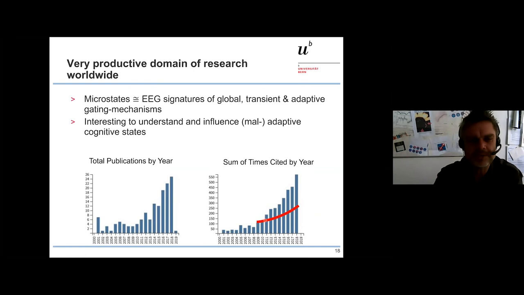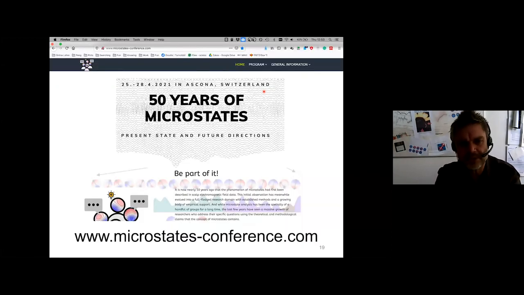And I'm at the moment at the position where I start to lose the overview of all the things that are going on. But I think we have something here, a signature of global transient and adaptive gating mechanisms that are interesting to understand. And we may also influence these adaptive and maladaptive cognitive states as we see them, for example, in psychosis.